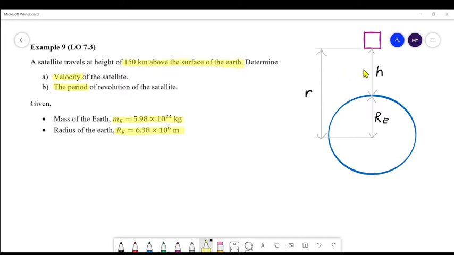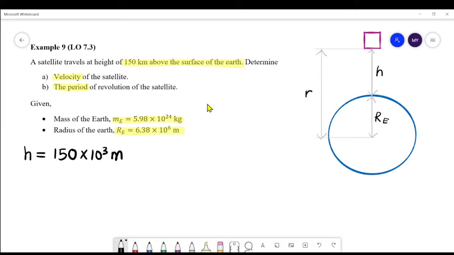So saya dah lukiskan gambar rajah tentang kedudukan satelit ini di dalam orbit. 150 kilometer itu adalah altitude yang diukur daripada surface of the Earth. So 150 times 10 to the power of 3 meter. Okay.